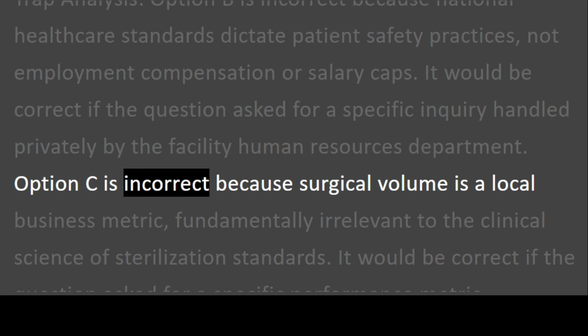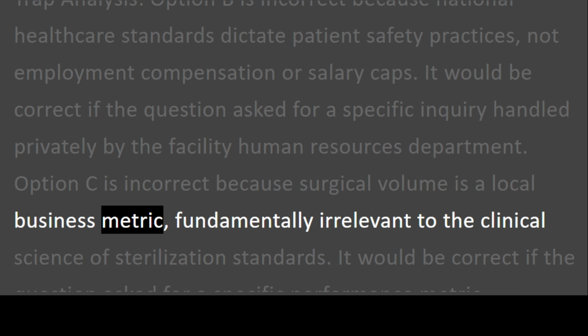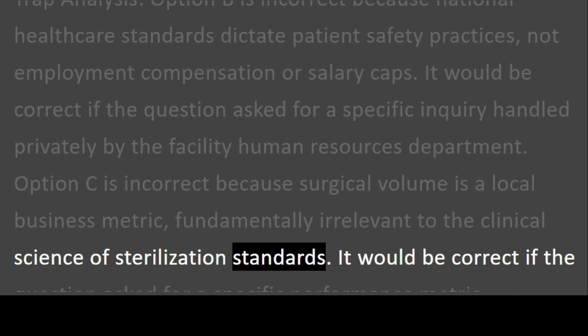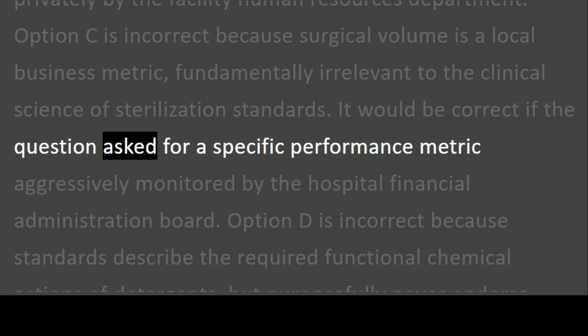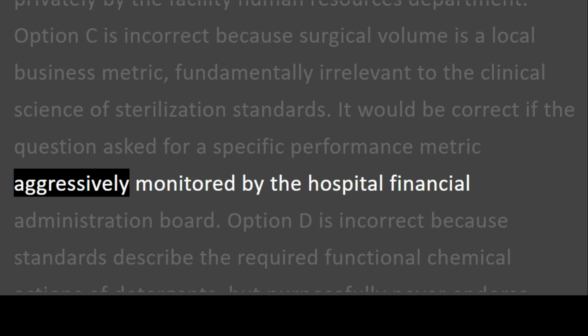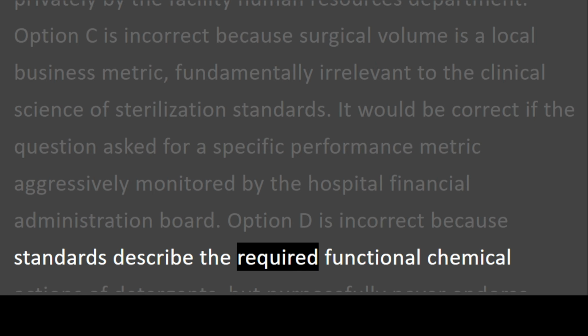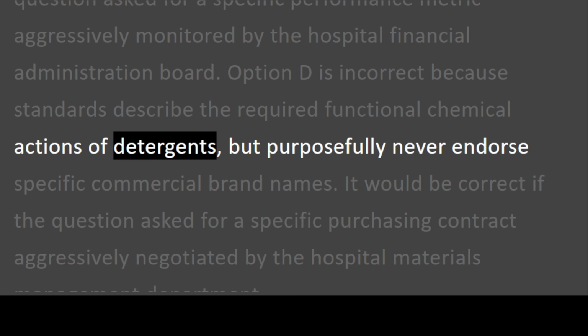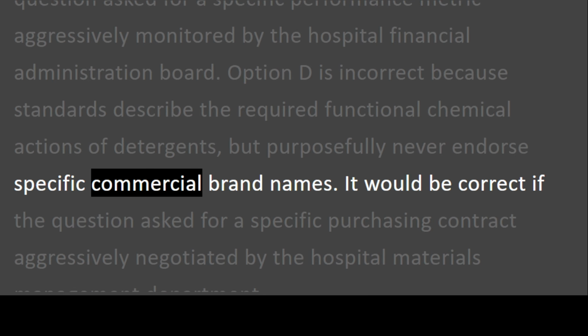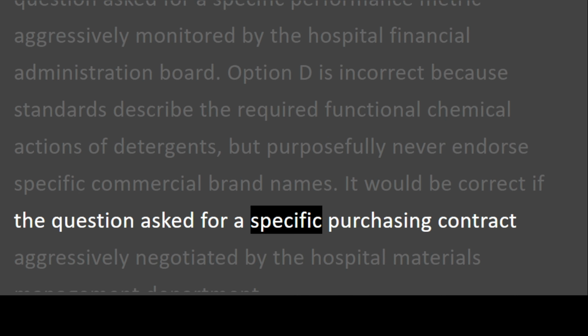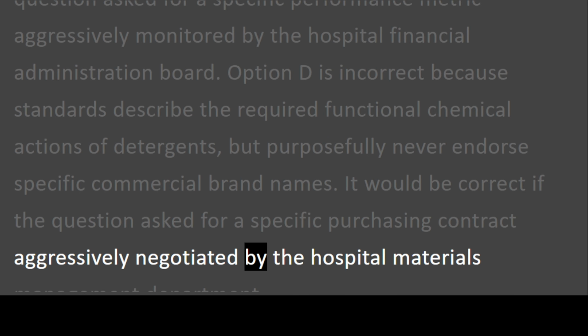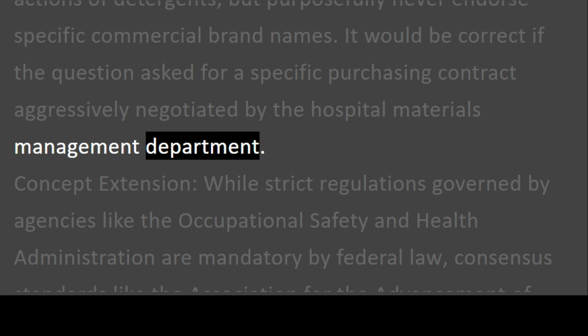Option C is incorrect because surgical volume is a local business metric, fundamentally irrelevant to the clinical science of sterilization standards. It would be correct if the question asked for a specific performance metric aggressively monitored by the Hospital Financial Administration Board. Option D is incorrect because standards describe the required functional chemical actions of detergents, but purposefully never endorse specific commercial brand names. It would be correct if the question asked for a specific purchasing contract aggressively negotiated by the Hospital Materials Management Department.